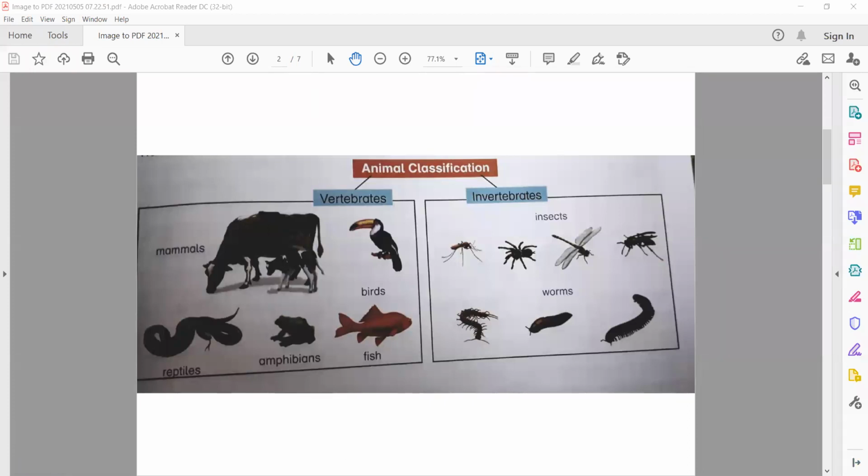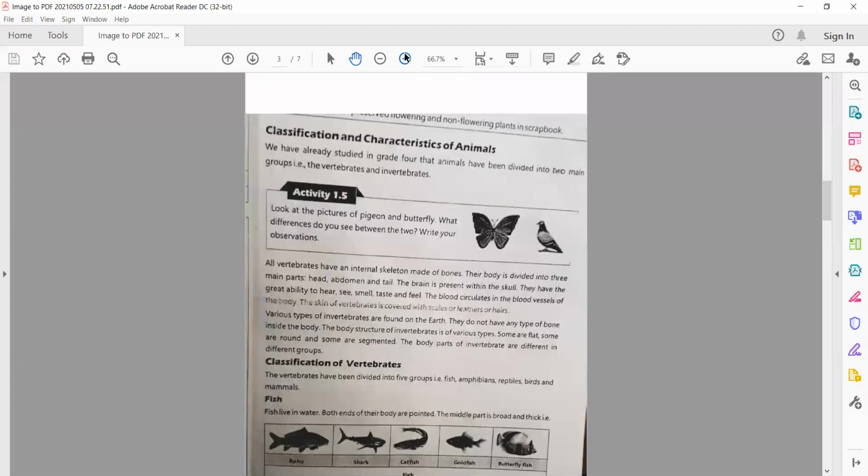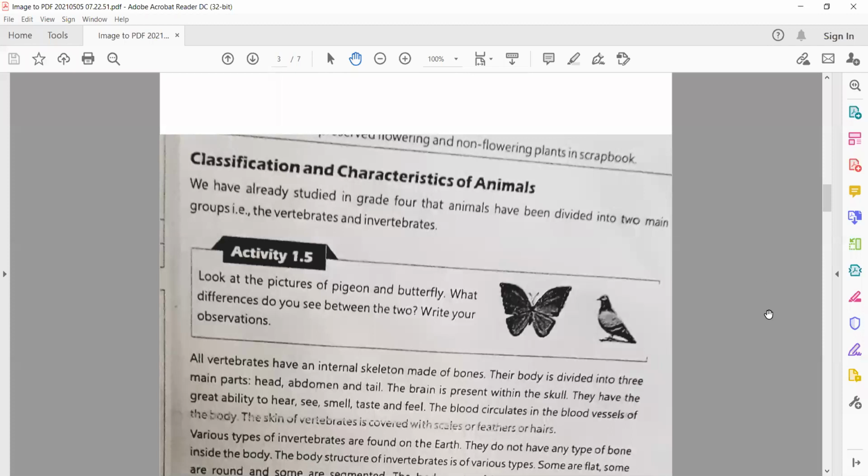On the basis of what? On the basis of their vertebral column. So now we are going to start to explain the vertebrates and invertebrates. Look at the picture. We have already studied in grade 4 that animals have been divided into two main groups, for example, the vertebrates and invertebrates.